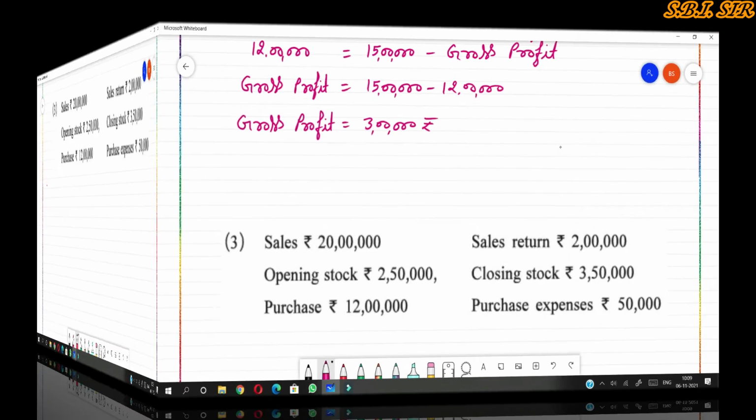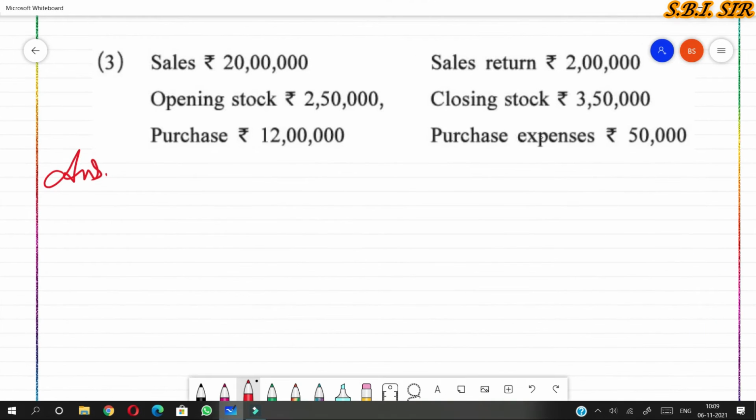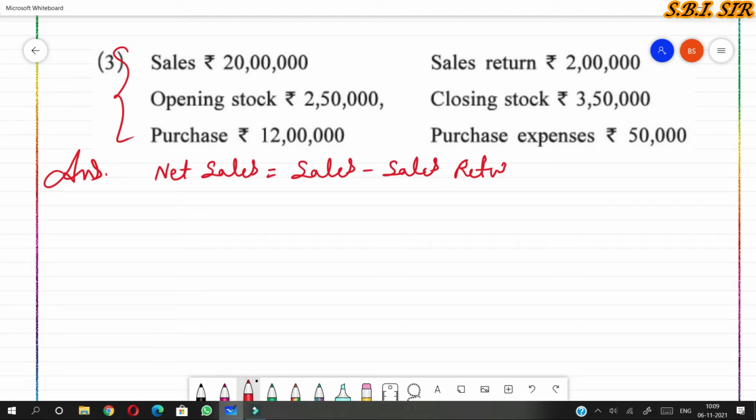Next sum. Here this information is given. Sales is given as 20 lakh and sales return is given as 2 lakh. So first of all we will find out net sales. Net sales means sales minus sales return. Sales is 20 lakh minus sales return 2 lakh. Then net sales will be 18 lakh rupees.